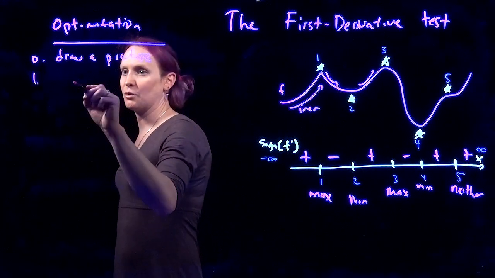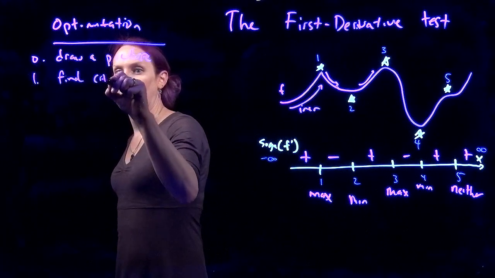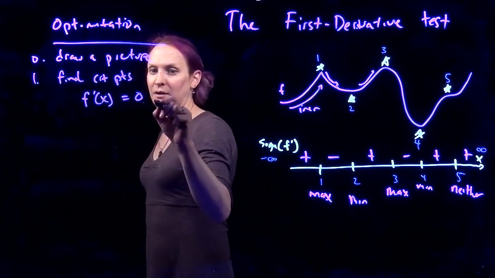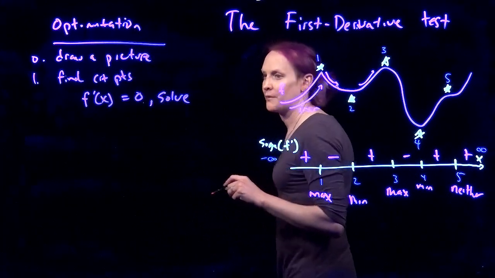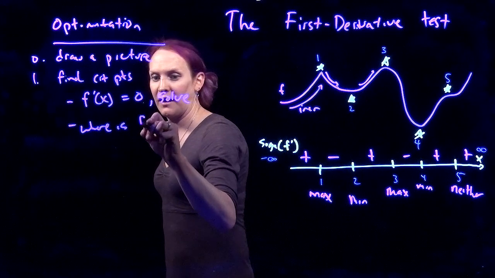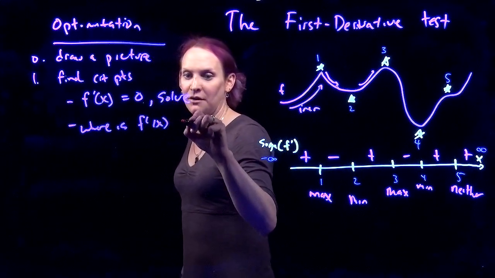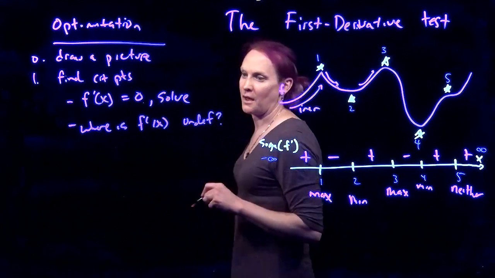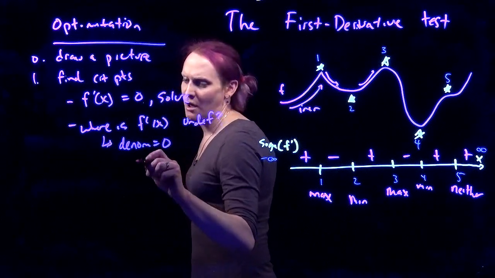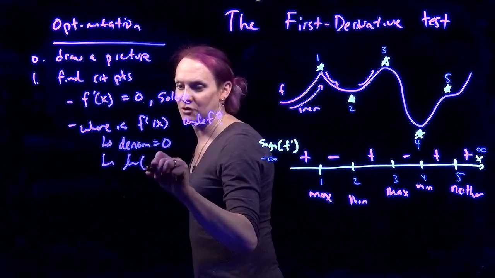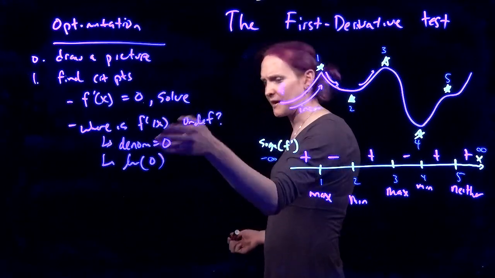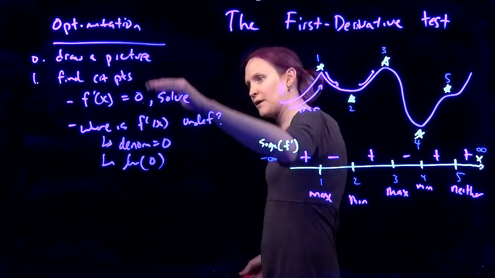I think the next thing that you should do is find the critical points. Okay? And so that's, I want to take f prime of x and set it equal to 0 and solve. I also want to find where f prime of x is undefined. And those occur at places like where a denominator equals 0, or possibly have something like natural log of 0, which is undefined. So things like that, okay? So we're going to draw a picture. We're going to find our critical points.